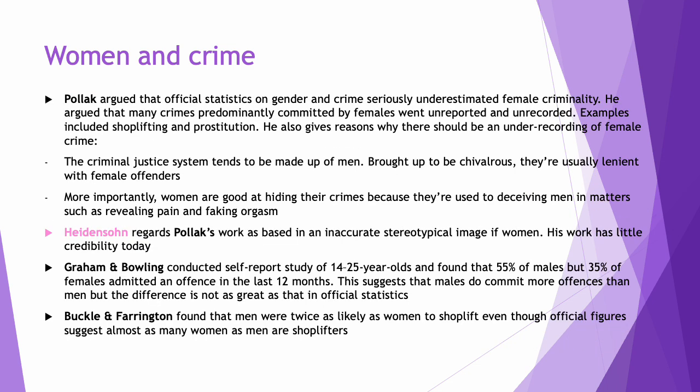Pollack argued that official statistics on gender and crime seriously underestimated female criminality. He argues that many crimes predominantly committed by females went unreported and unrecorded. Examples included shoplifting and prostitution. He also gives reasons why there would be an underrecording of female crime. The criminal justice system tends to be made up of men. Brought up to be chivalrous, they're usually lenient with female offenders.